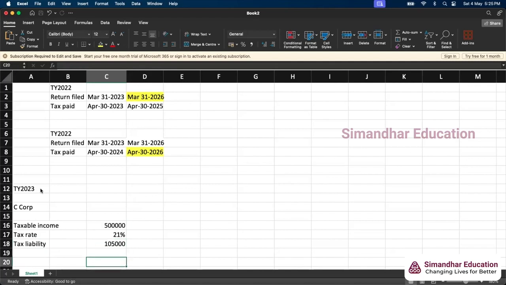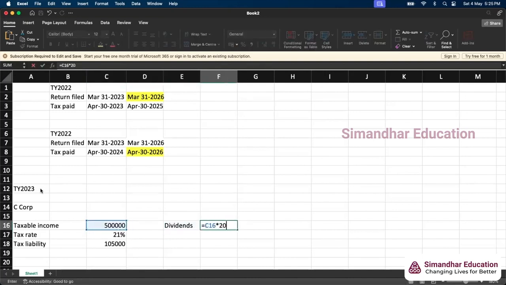Now, when dividends are distributed, say the dividends distributed out of this 500,000 was about 20%. So out of this 500,000, 20% was distributed to all of the shareholders, right? And assuming all of the shareholders were individuals, and they had about 30% tax bracket. So again, the individuals would have to pay tax on this dividends at 30% rate, which would be 30,000. So you see the tax is paid twice on the same income. That is why it's said to be double taxed for a C corporation.